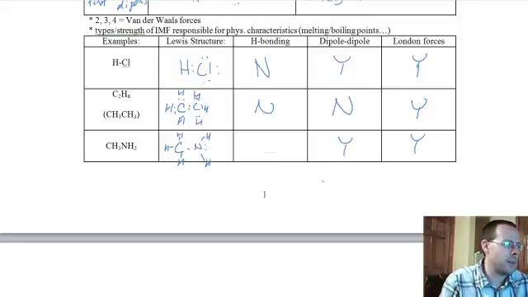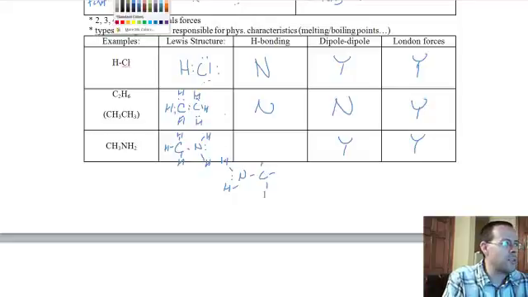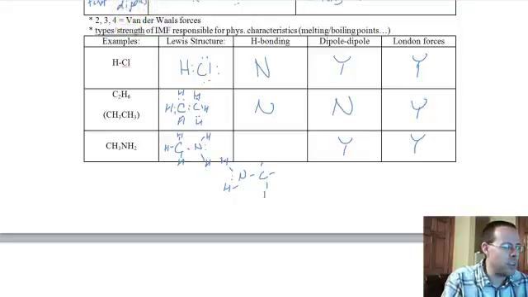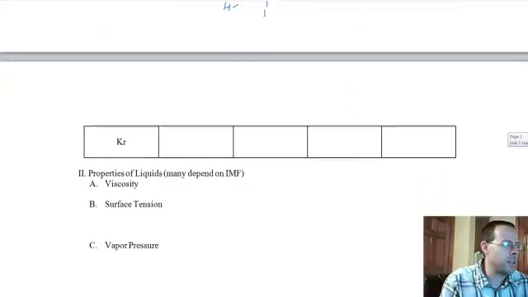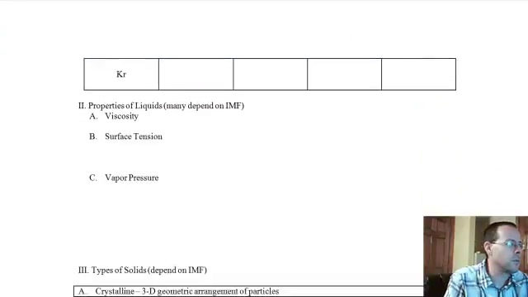And then does it have hydrogen bonding? Yes, if we were to draw another molecule of this, we could have H, here's our N, our C, and then our 3 H's. Where hydrogen bonding would occur would be between an H on one molecule and the lone electron pair on an N on the other molecule. Okay? So yes, that does have hydrogen bonding. We have all 3. And then lastly, just one last example, krypton.